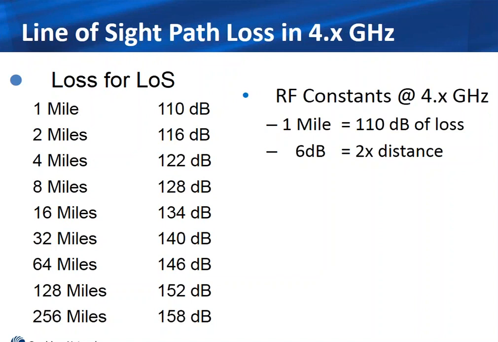And if I want to double my distance, I'm going to lose 6 dB every time I double my distance. So if we look on the left-hand side, you see first mile, I have 110 dB of loss. If I go 2 miles, it's 116 dB of loss. If it's 4 miles, it's 122, 8 miles, 128, 16 miles, 134, et cetera. And you guys can get the math on that. So you can see how the longer the distance is, the more loss I have. But it's not linear. Again, it's exponential.